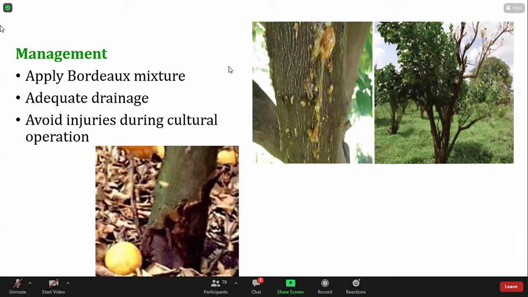How can we manage the disease? We can apply Bordeaux mixture, right? And adequate drainage, because in waterlogged conditions, the pest and disease incidence is high, right? As it is bacteria or fungus, it's favorable to infestation. And we have to avoid injuries during cultural operations, because during cultural operations injuries to the plant or bark are possible, so we have to avoid such injuries.